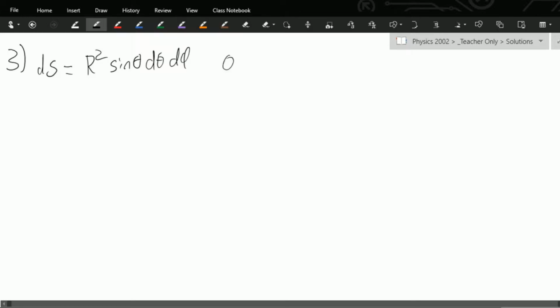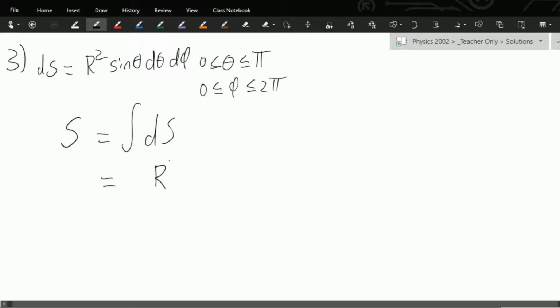And here, theta is going to go from 0 to pi, and phi is going to go from 0 to 2 pi. And again, I'm not going to go into a lot of details for exactly why these are the case, but we're just going to use this here. So if I want to find the total surface area, this is just going to be the sum of all the little surface areas. So this is going to be r squared sine theta, d theta, d phi, integrated.